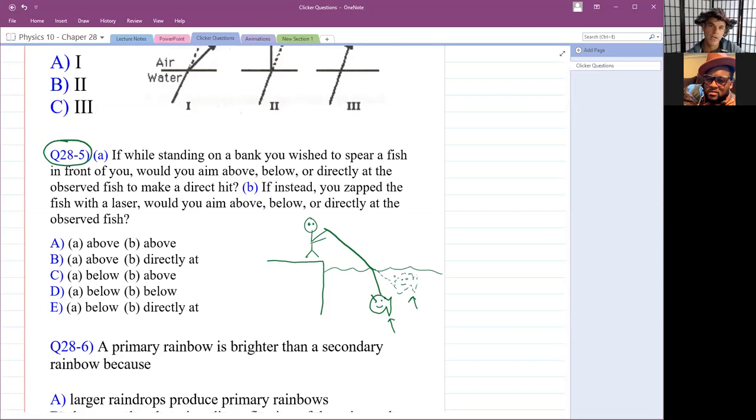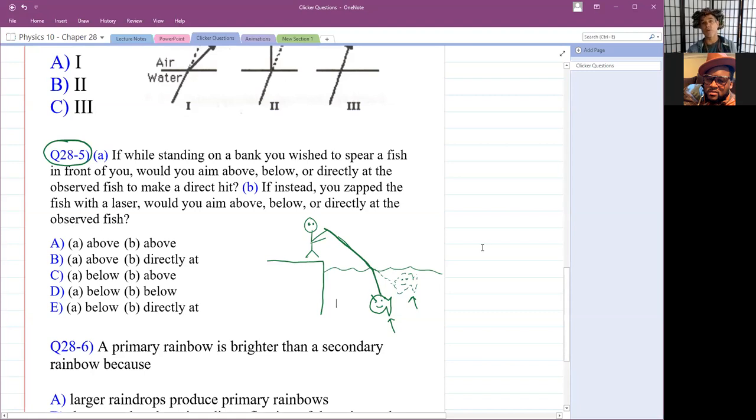Now, the interesting thing about light is light will bend the same way. It'll take sort of the same path. So the light going from water to air will behave exactly the opposite of light going from air to water, meaning light going from air to water will bend in this exact same way.